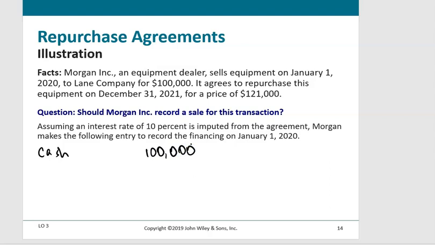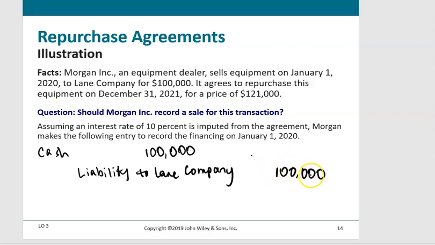And the other side of that entry, which is really important, is not a sale of equipment. We don't even know what the cost is to the company or the selling price per se, like a normal transaction. But what we do record here is a liability. We are obligated to buy that equipment back from the company. Instead of having our liability at $121,000, we're going to record this liability for $100,000, and as time passes, we're going to increase this liability due to interest expense on this transaction.